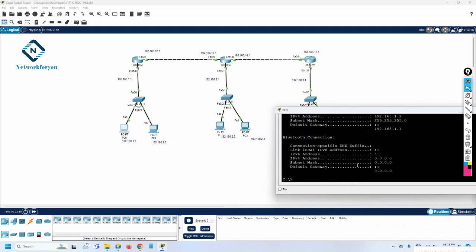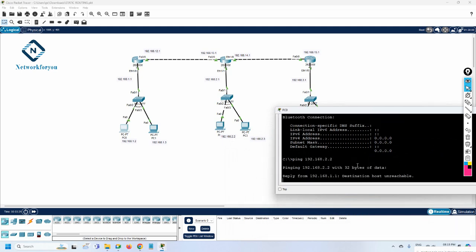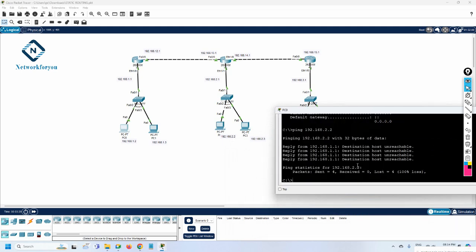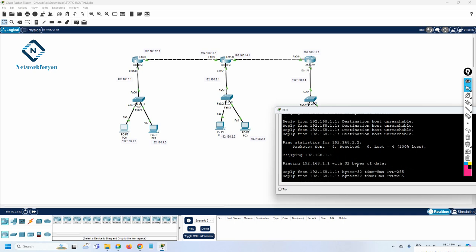192.168.2.2, if it is not working, then how can we fix it? Let's see. First of all, are we able to ping or not? So if you see 192.168.2.2, we are getting here destination host unreachable. So we are unable to reach there. So what we can do, we will see if we can ping our gateway or not. So I will go here and write 192.168.1.1. This is my gateway, so I can reach the gateway.